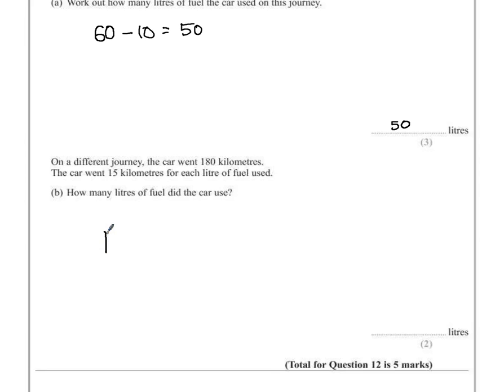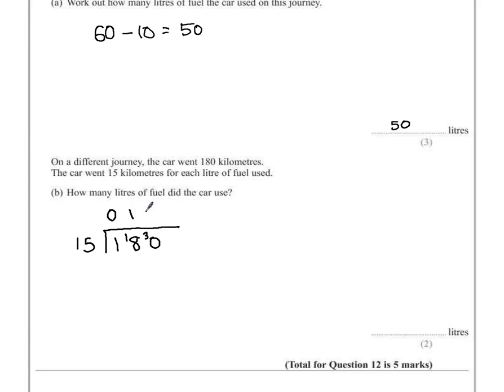Some of you may prefer long division. I'm going to use short division for this one, using the bus stop method. 180, and we're going to divide that by 15. Well, 15 into 1 is 0. So we carry the 1 across. 15 into 18 is 1, with 3 remainder.